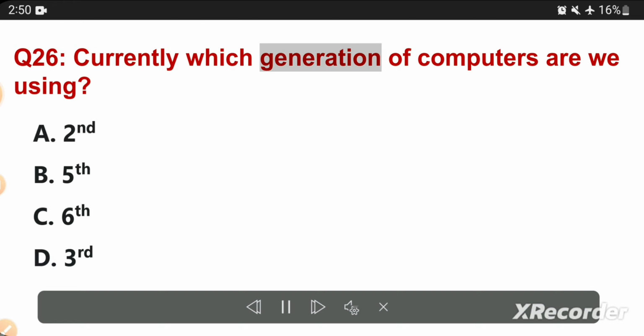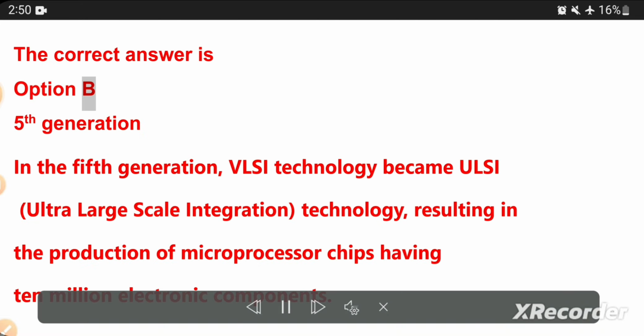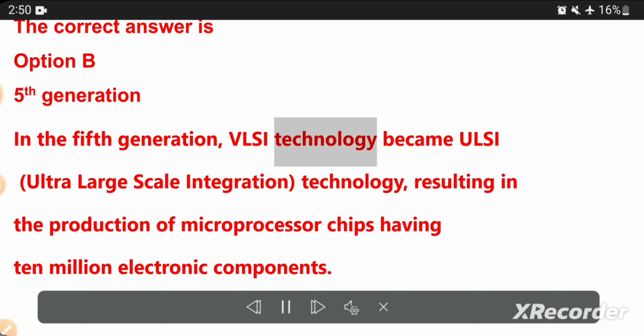Q26. Currently, which generation of computers are we using? Second, fifth, sixth, third. The correct answer is option B, fifth generation. In the fifth generation, VLSI technology became ULSI, ultra large scale integration technology, resulting in the production of microprocessor chips having 10 million electronic components.